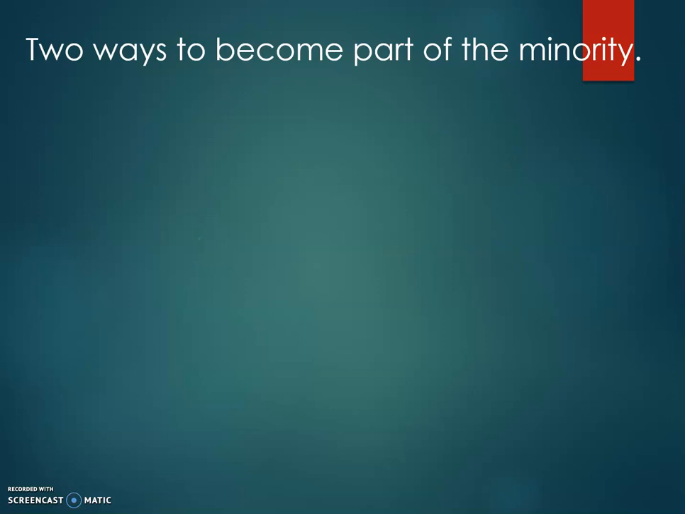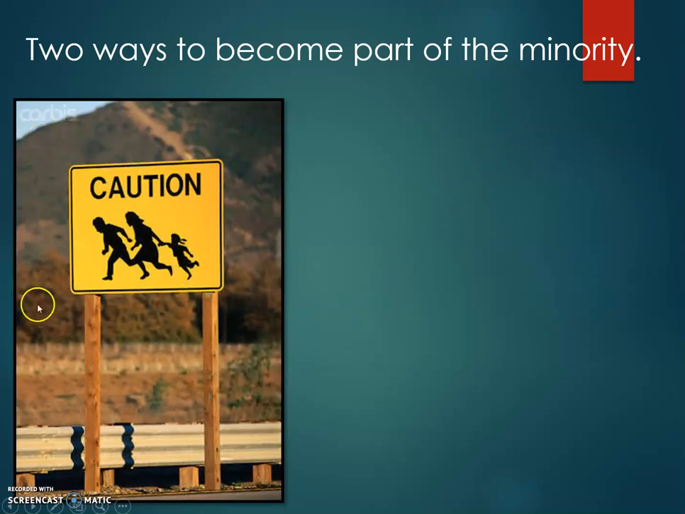So let's elaborate on minority groups, and let's talk about two ways to become part of the minority group. How can you become part of the minority group? Good question. Well, let's look at a picture right here. This is a real sign from California, and it's of people running across the road. It's showing a picture of a family running over a road, to be careful as they cross the street.